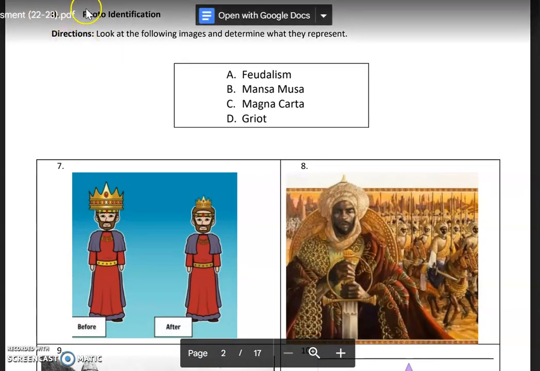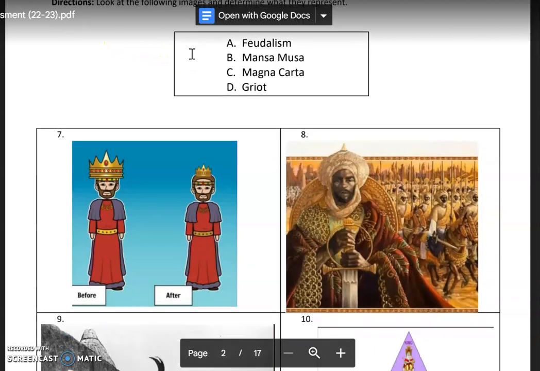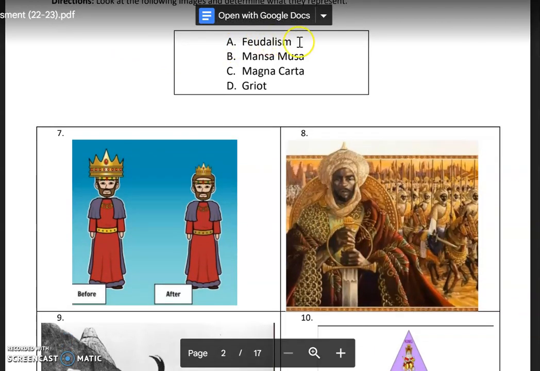Section 2, Photo Identification. Directions. Look at the following images and determine what they represent. A. Feudalism. B. Mansa Musa. C. Magna Carta. D. Griot.